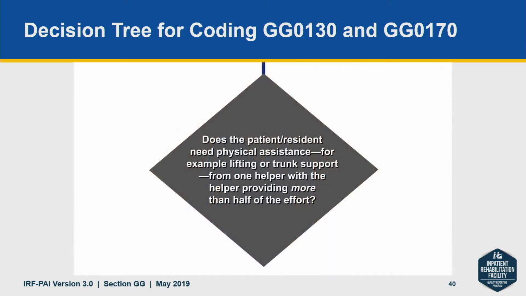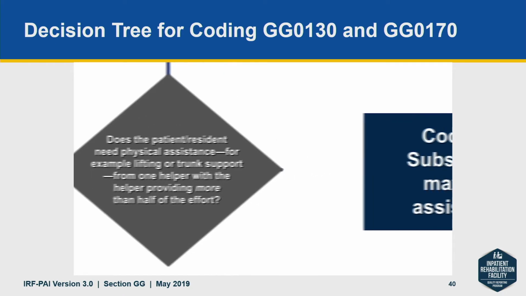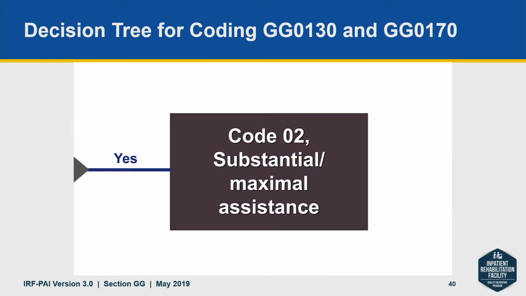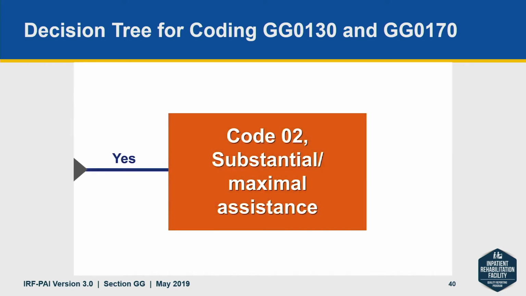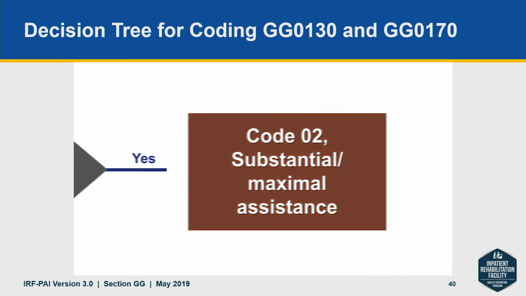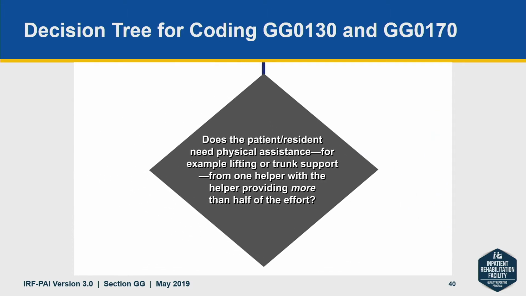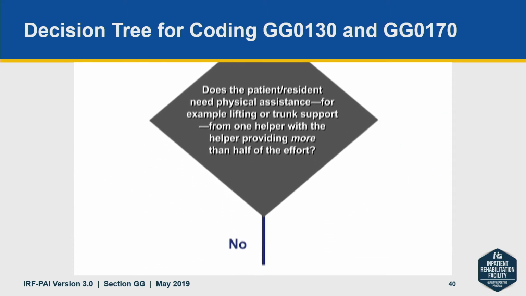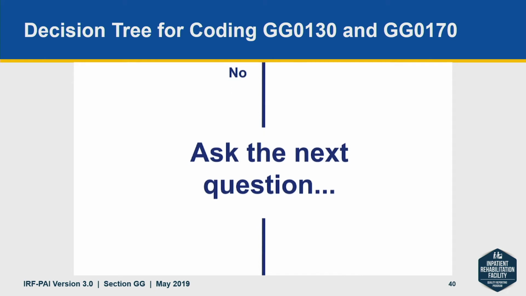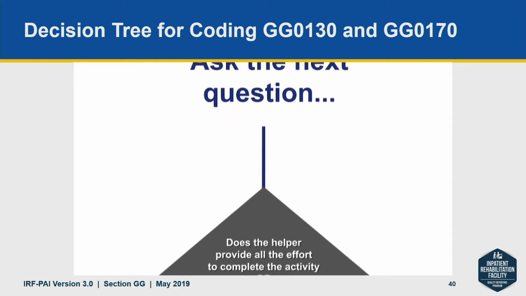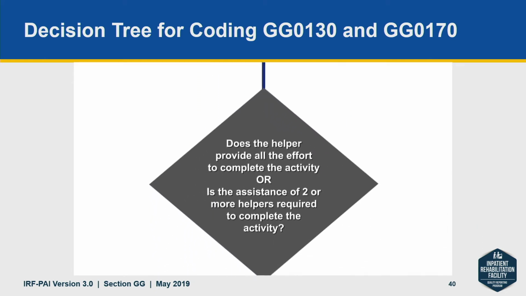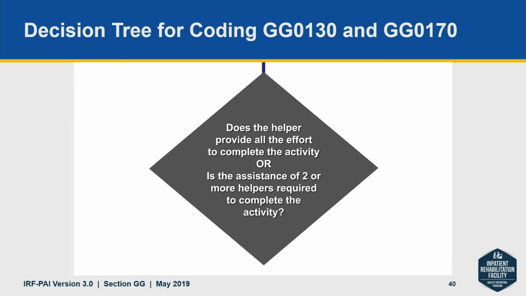In this scenario, Mrs. Jones needs physical assistance with the helper providing more than half of the effort, so you would code this 02, substantial maximal assistance. If, however, the answer to this question is no, the patient or resident requires more than substantial maximal assistance from one helper to complete the activity, proceed to the next question. The sixth and final question in the decision tree asks, does the helper provide all the effort to complete the activity, or is the assistance of 2 or more helpers required to complete the activity?